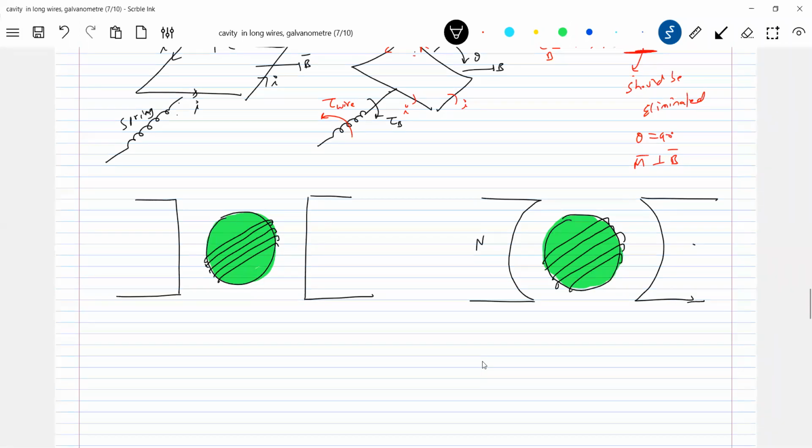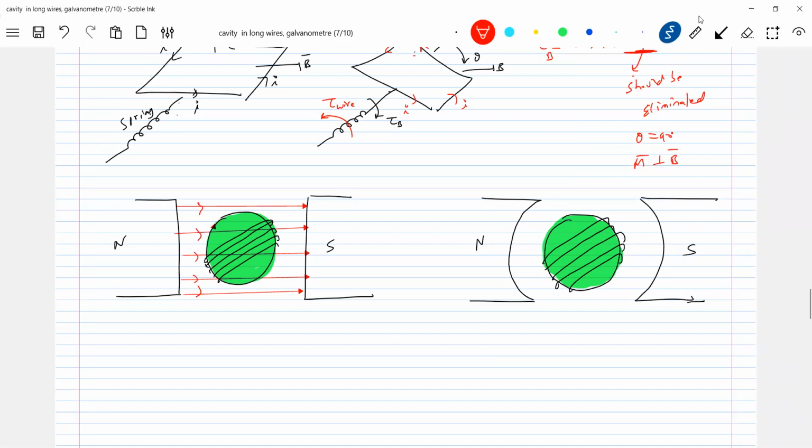This is a north pole, south pole. Let's come to the direction of B bar. I'm taking this. The B bar will be produced like this. Do I agree? The direction of B bar.